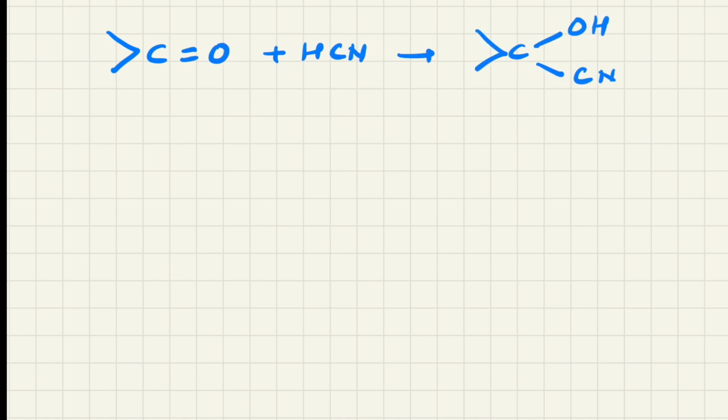Guys, the reaction of aldehyde and ketone with HCN to give cyanohydrins, you will see that the reaction is reversible in nature and the products formed are known as cyanohydrins. And cyanohydrins are very important.